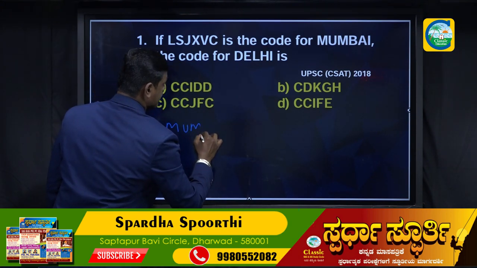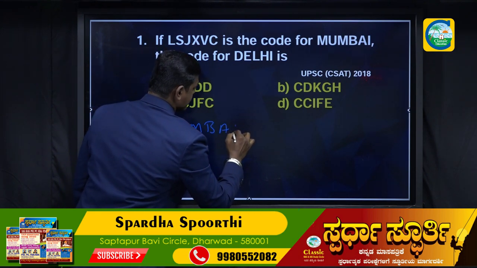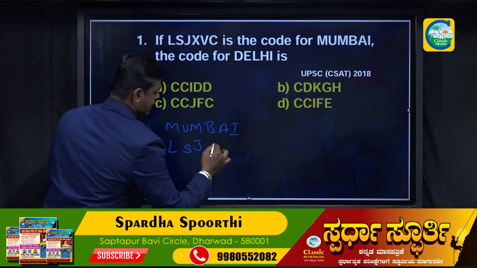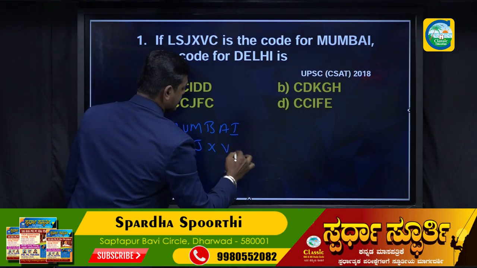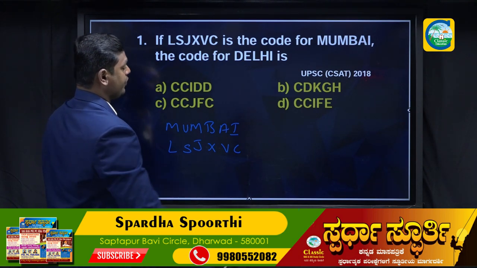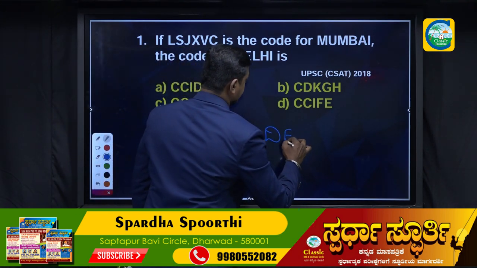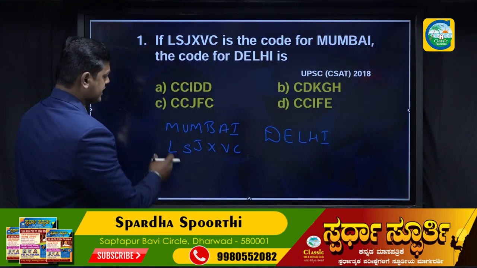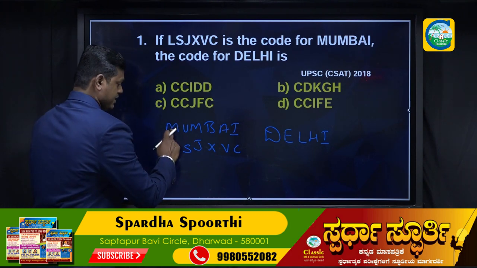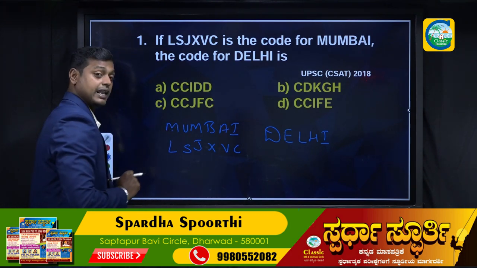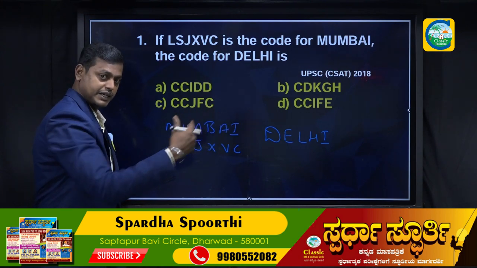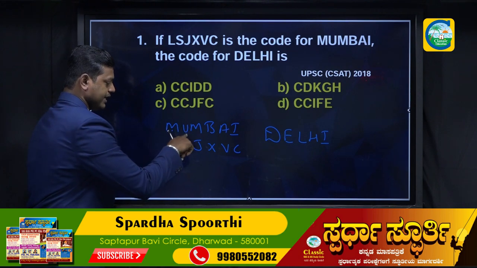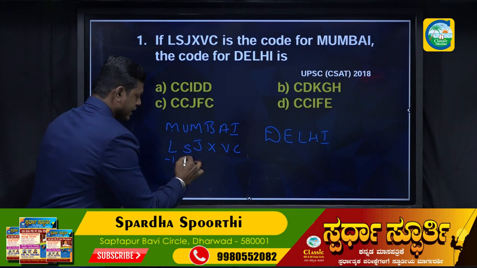Here it is. Mumbai is written as LSJXVC. Then the code for Delhi here. Right, friends. So first we'll see Mumbai here. How? M is there in the alphabet. They have given L, which means it's not going forward. It's backward. L means it's minus 1. U is there. Here it is. Yes, that means minus 2.